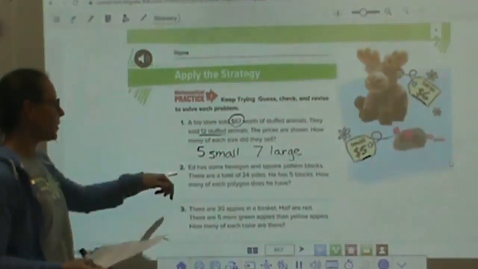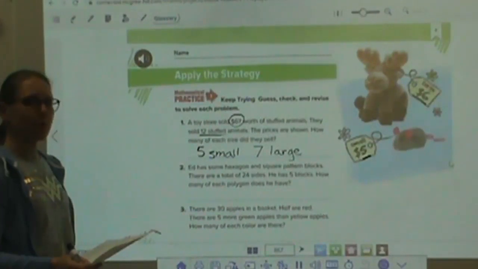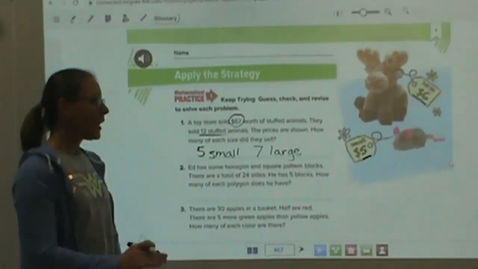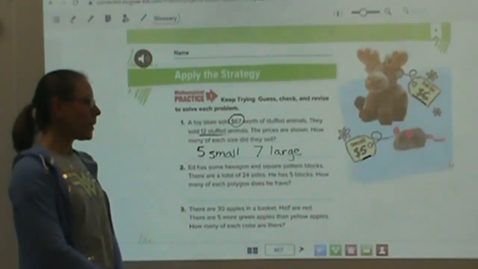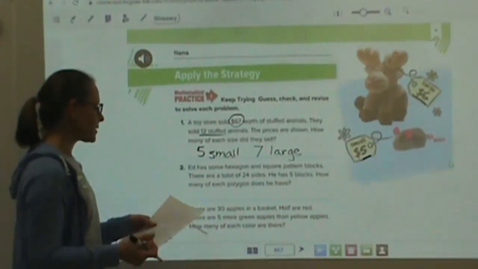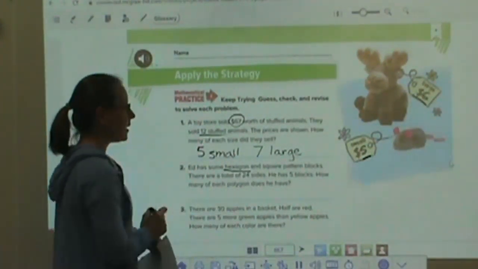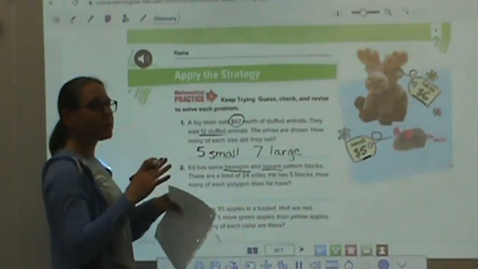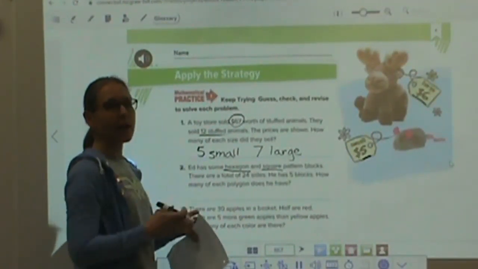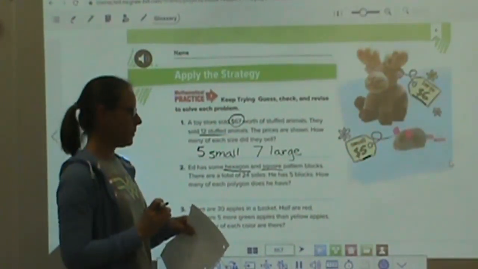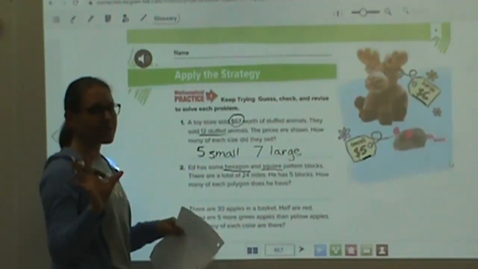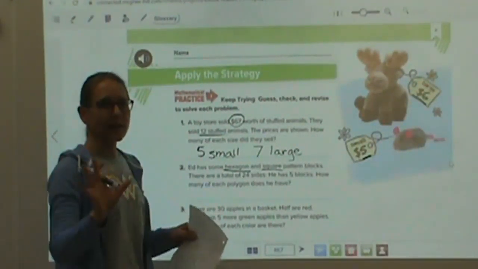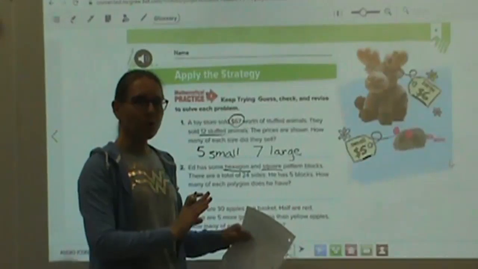Okay, problem number 2. Ed has some hexagon and square pattern blocks. There are a total of 24 sides. He has 5 blocks. How many of each polygon does he have? Let's go back and think about this. He has a hexagon and square pattern blocks. There are a total of 24 sides, so this is like one of those examples again where we're adding the sides of each shape. We also know that he only has 5 blocks. So again, we want a combination of hexagon and squares that equal 5 that have a total of 24 sides.